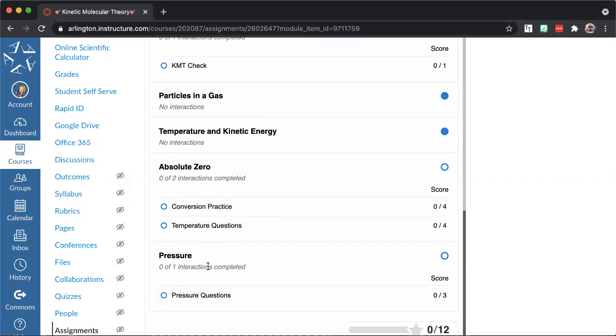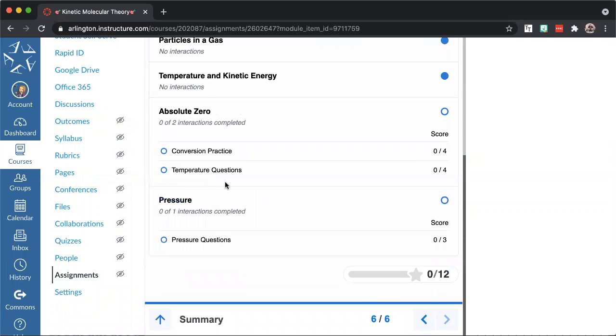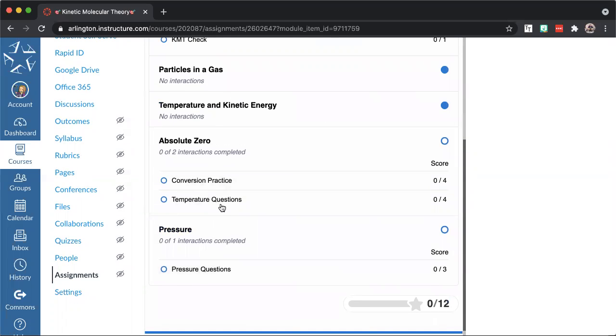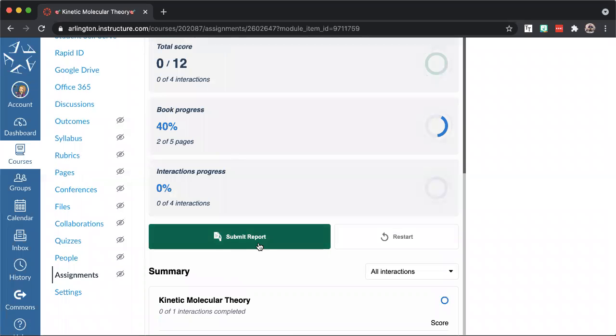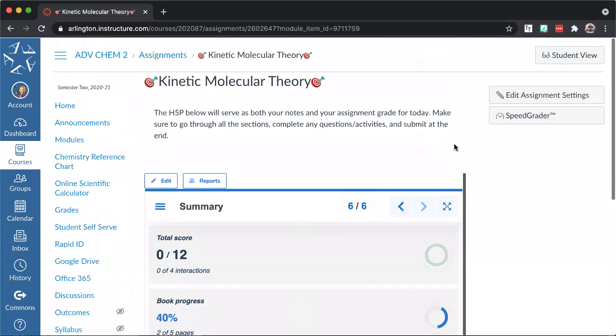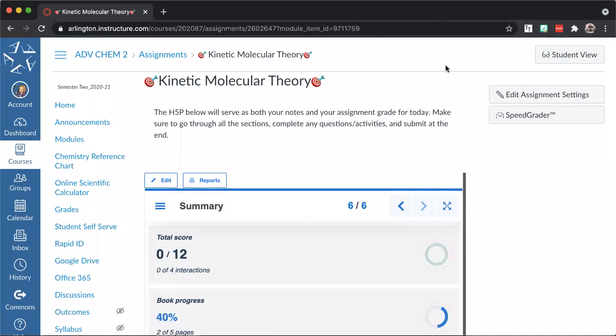So if you're not sure what you missed, it'll have this little summary, and you can go back to the page if you didn't finish one of the sections. Okay. And then you'll hit the submit report button here, and that is it. You will be done for the day.